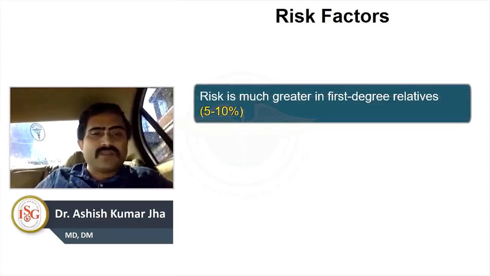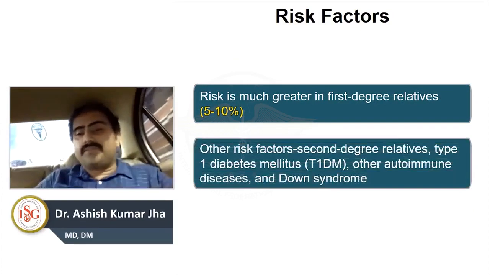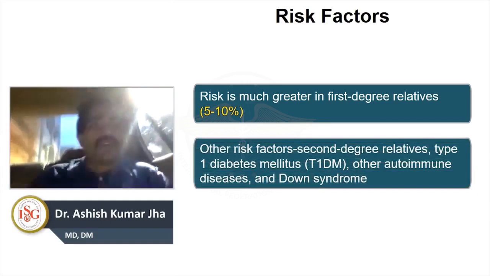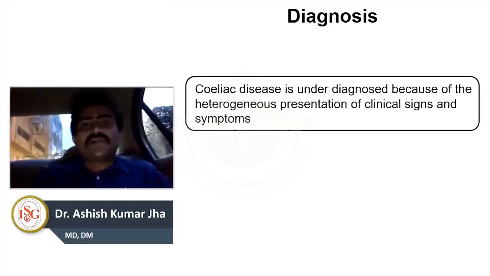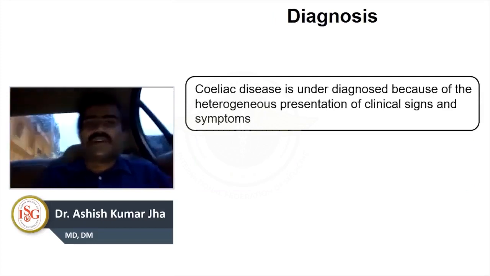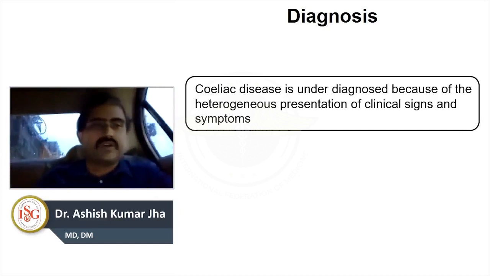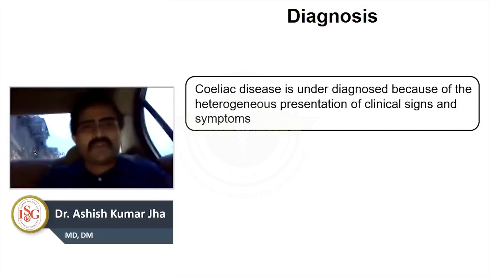If we see the data for monozygotic twins, it's around a 70% prevalence rate, and it is also higher in other autoimmune diseases and especially Down syndrome. So celiac disease is a diagnosed and underdiagnosed condition because of heterogeneous presentation. Presentation is not uniform all over the world and clinical signs and symptoms are very variable.